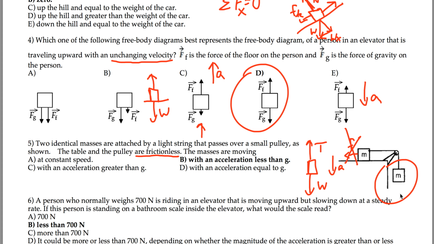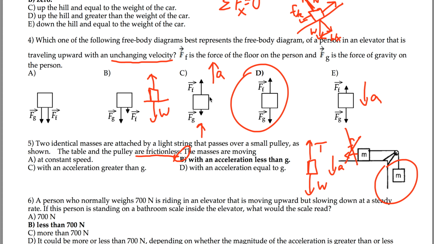Now, if it were in free fall, then the acceleration would be g. But since there's a mass attached to it, then this mass is definitely going to slow down the hanging one. So there's no way that it's going to be accelerating faster than g. So the answer has to be B.